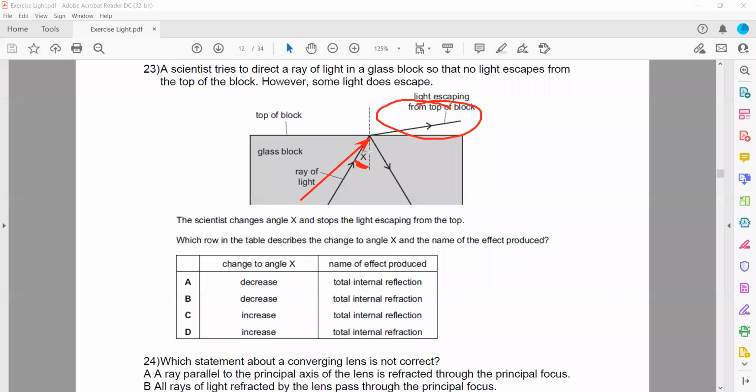So when he increases the value of X, all of the light will reflect back and there will be no refraction. So what do we call that? We call that total internal reflection. So he should increase the value of X, and the phenomenon is total internal reflection, not refraction. D is refraction, C is reflection. So this phenomenon is total internal reflection.